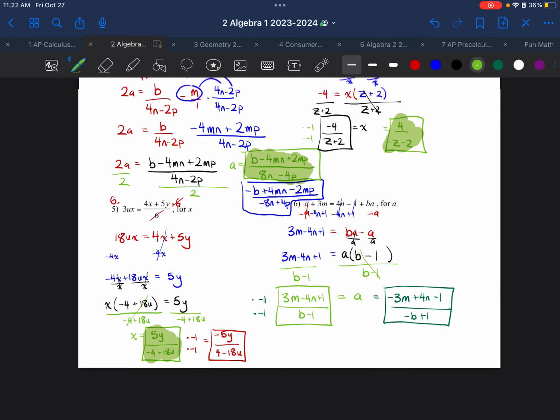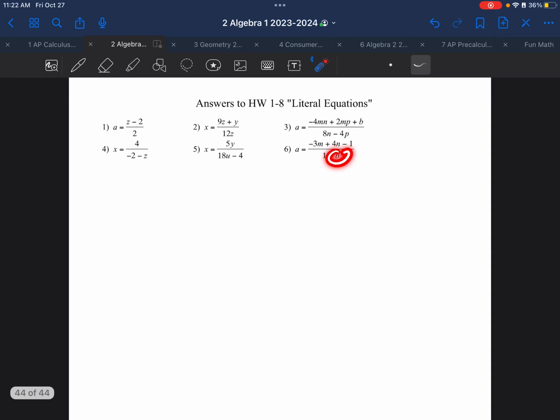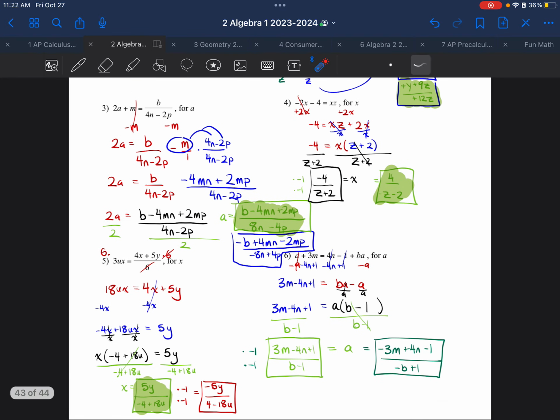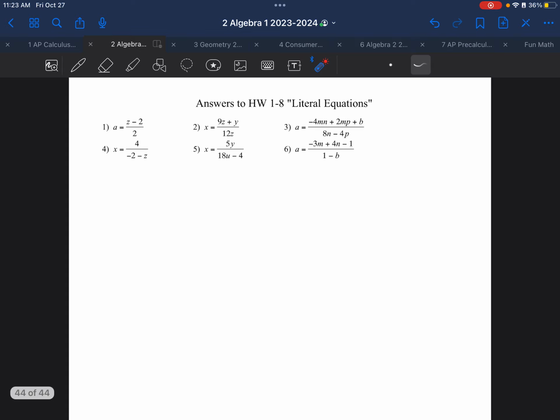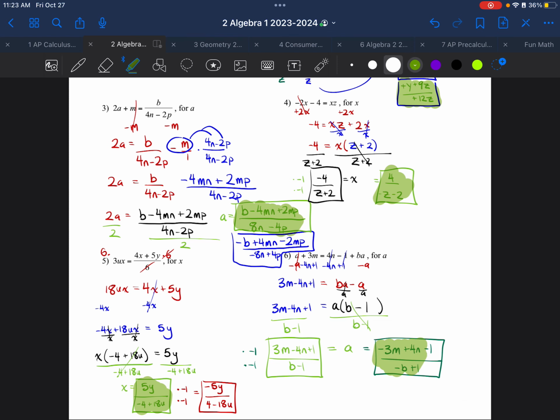I wonder which one the answer key chose. Do they have a b minus 1 in the bottom, or do they have a negative b plus 1? They put a negative b and a plus 1 in the bottom, so I'm going to be checking this one right here. Let's check. Do I have a negative 3m, a plus 4n, and a negative 1? Negative 3m plus 4n and minus 1. I got it all right. So I'm going to go ahead and highlight that one. That's the one that they decided to use.